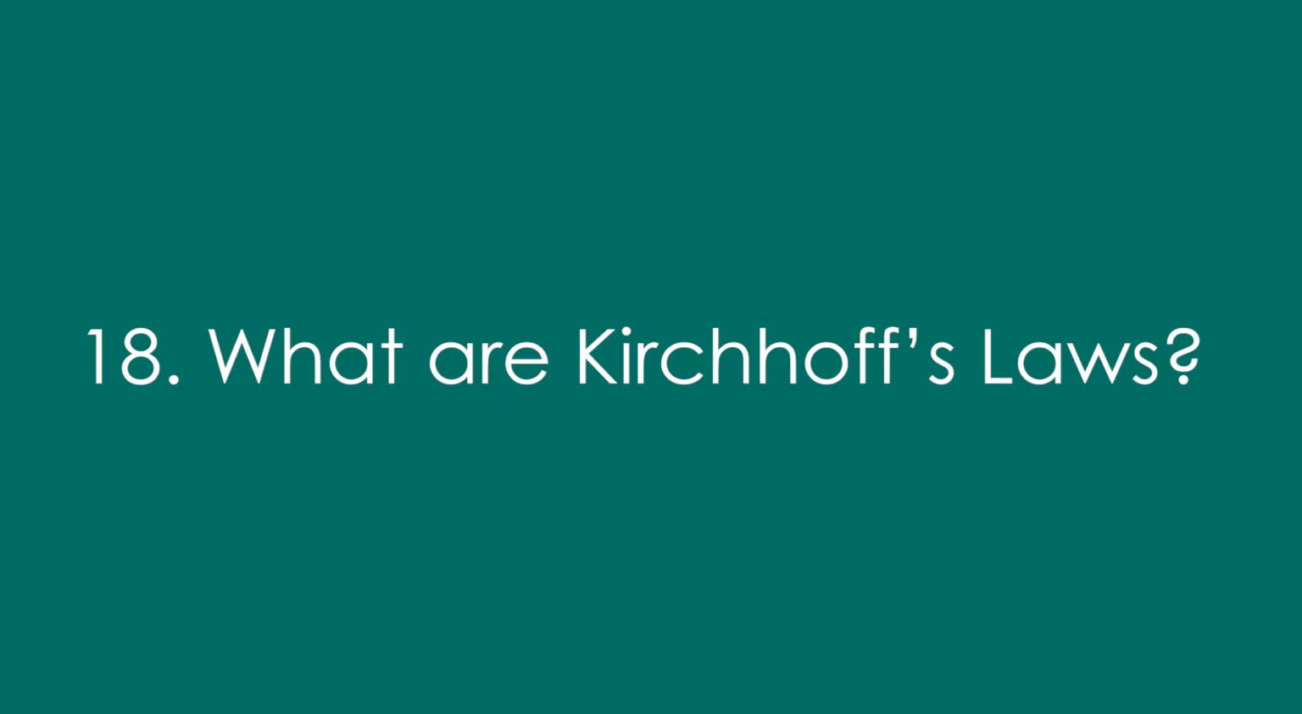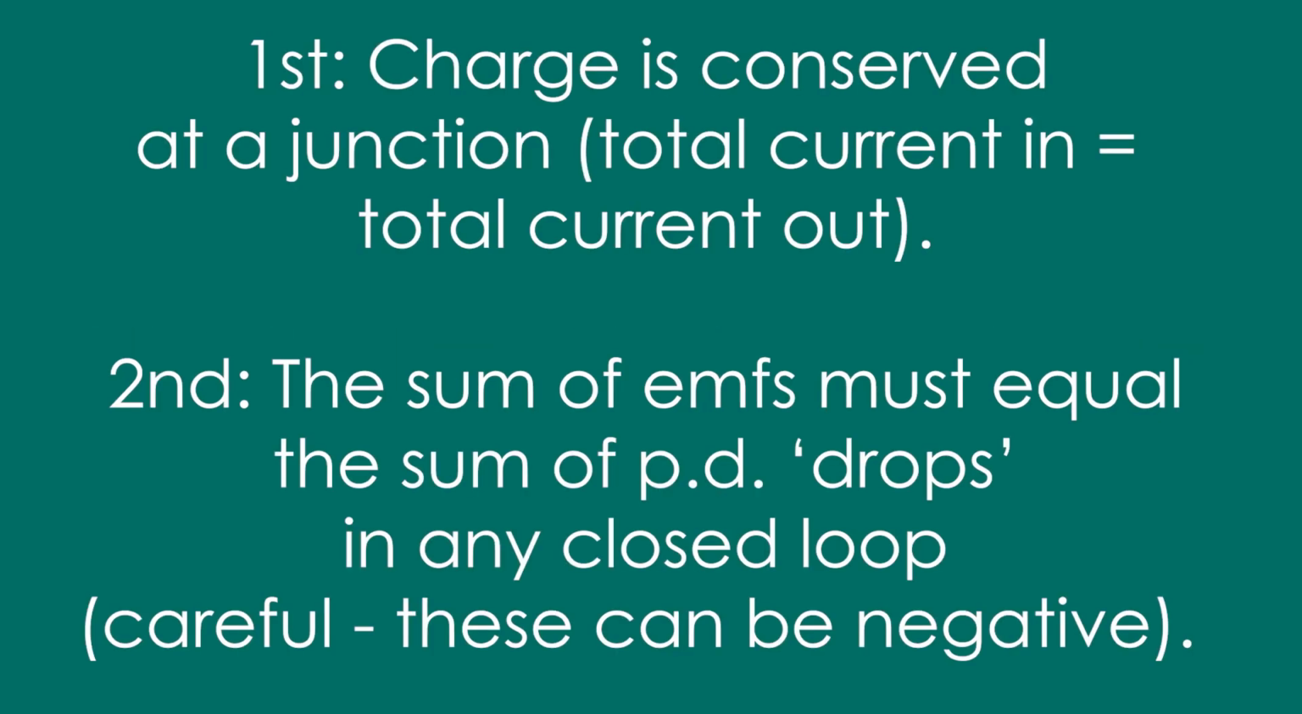18. What are Kirchhoff's laws? First law is charge is conserved at a junction, so that means that the total current going in must equal the total current out. Second law is the sum of EMFs must equal the sum of PD drops in any closed loop. Like it says, careful, if we have two batteries that are facing in the opposite direction, then we have to make one of the EMFs negative.